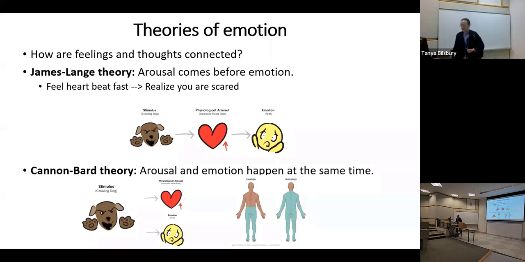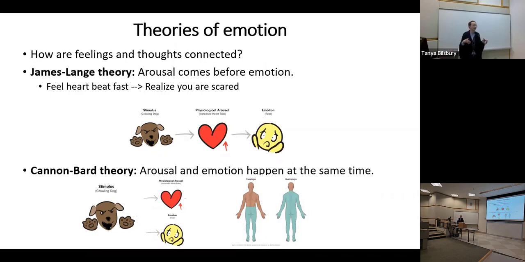Cannon-Bard's theory said that the arousal and the emotion happen at the same time. So you see a dog, heart rate elevates, you're aroused, and then you also feel scared. So the stimulus simultaneously triggers the physiological response and the subjective experience of the emotion. They run in parallel. But that suggests that arousal and cognition are independent. But in fact, they're not.